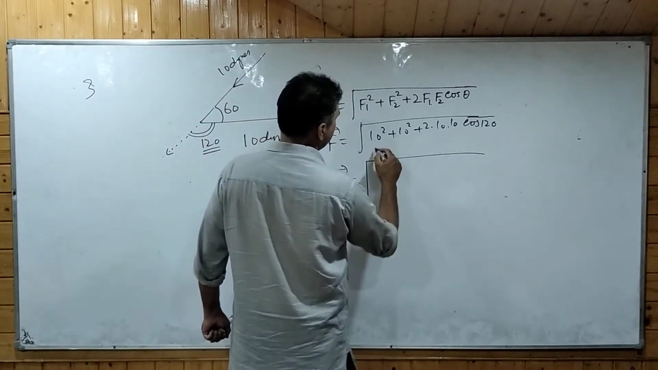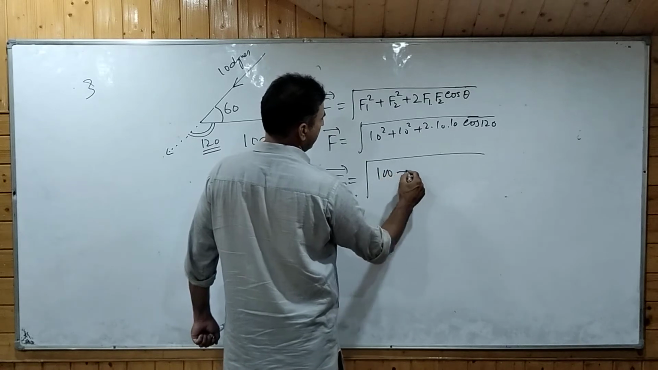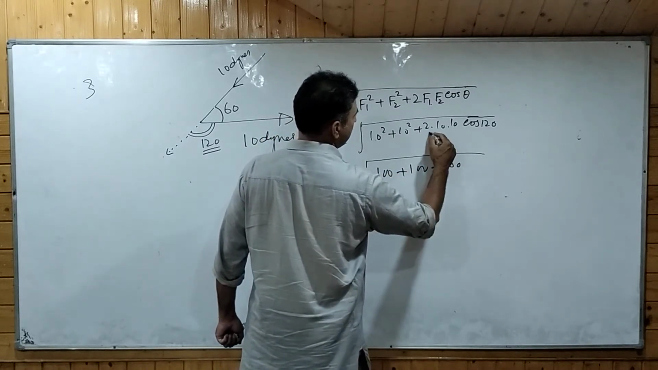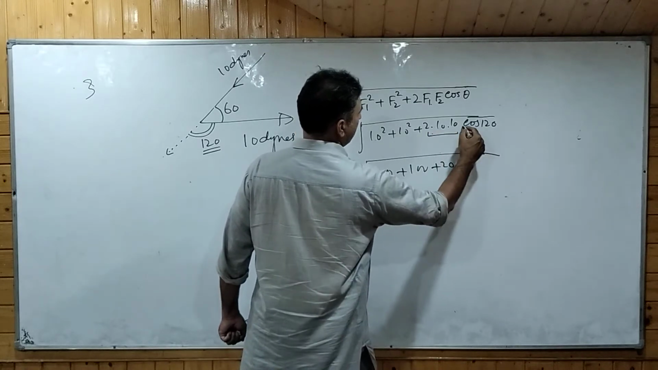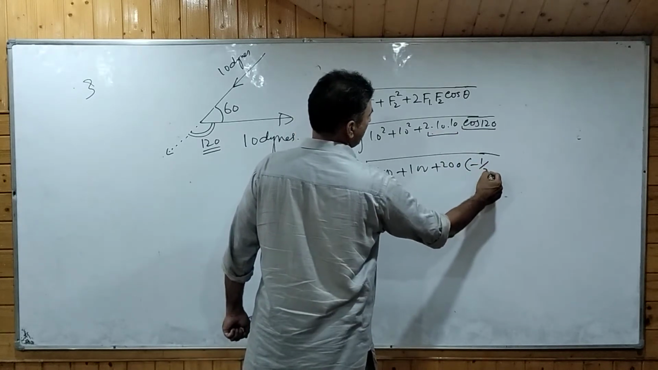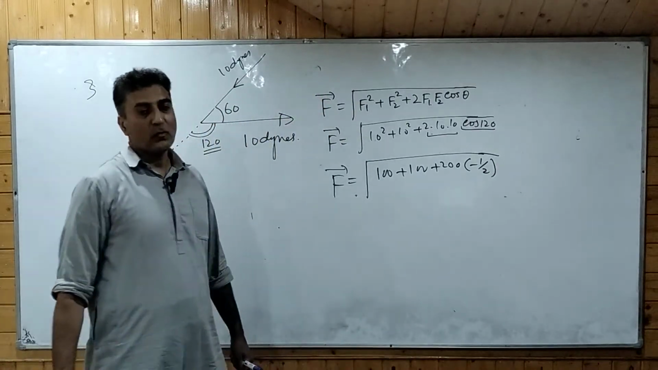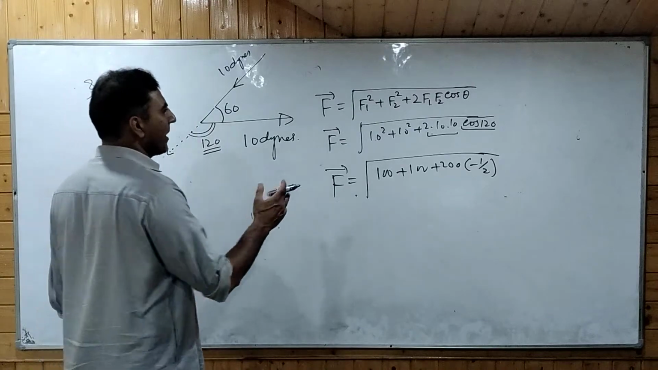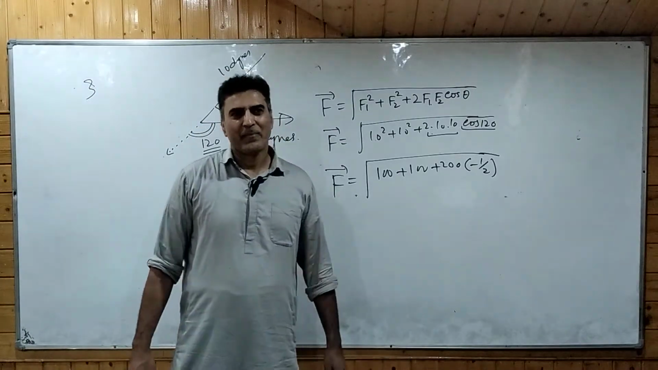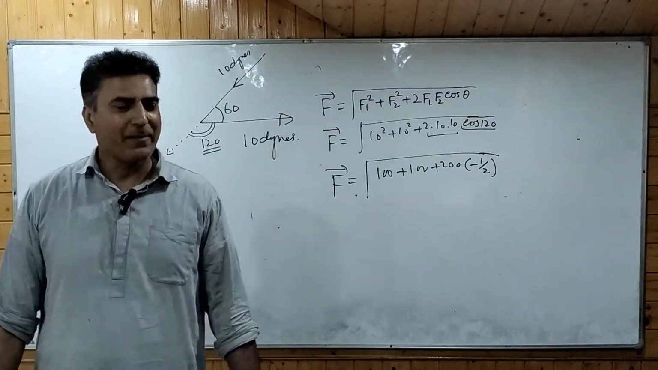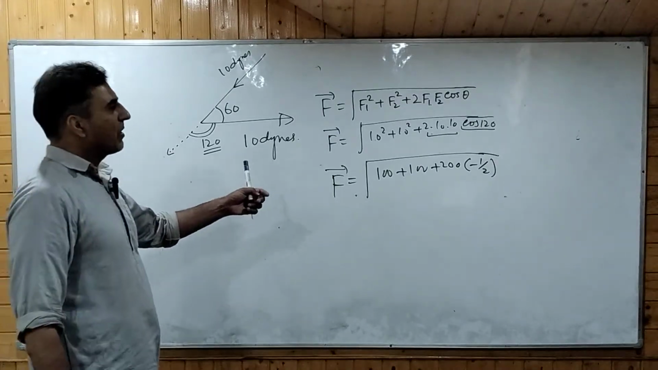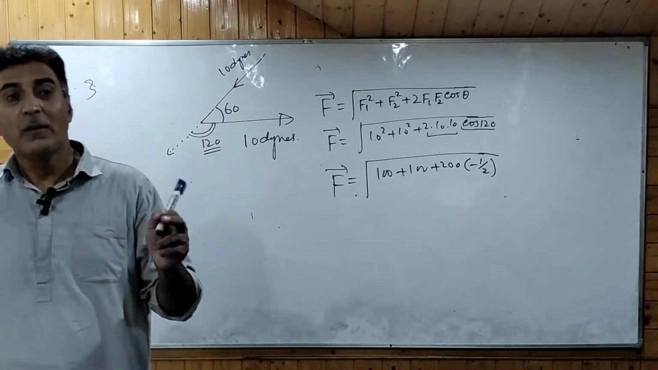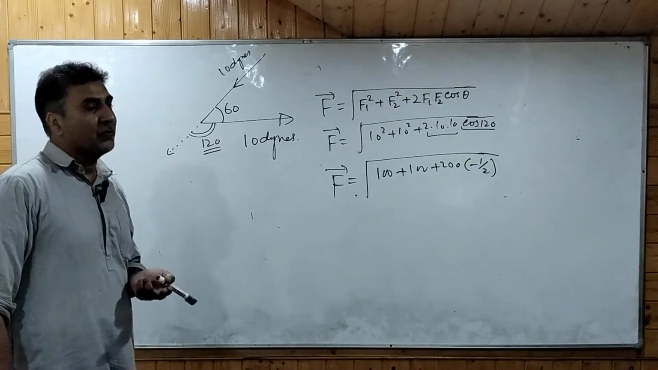F is root of 10 square, that is 100, plus 100 plus 200 into cos 120, which is minus 1 by 2. That you have to remember. Or you can find cos 120 is certainly minus 1 by 2. There are rules to find these trigonometric ratios. If you are a mathematics student, you already know much about it. But if you are a medical student, you have to make that table. And if I get time, I will certainly give you the rules, the techniques to remember these values.